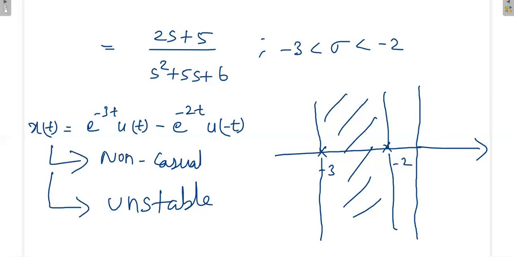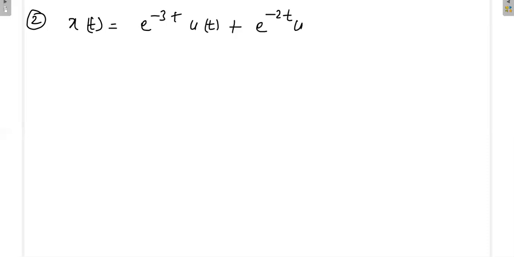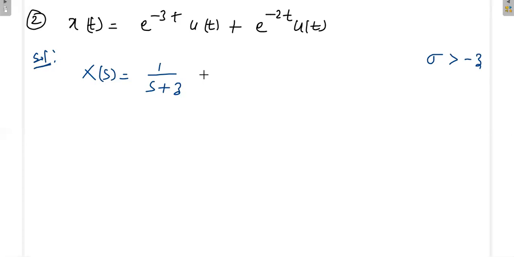So now what is the second question? Again, this is also something similar to the first question only, but with little difference. Here x of t is equal to e power minus 3t u of t and e power minus 2t u of t. Now what is the Laplace transform? X of s, 1 by s plus 3, then what is the ROC for this one? Sigma greater than minus 3, because this is the right sided signal. And then for this one, 1 by s plus 2, again this is also right sided, sigma greater than minus 2. Then what is the common ROC?